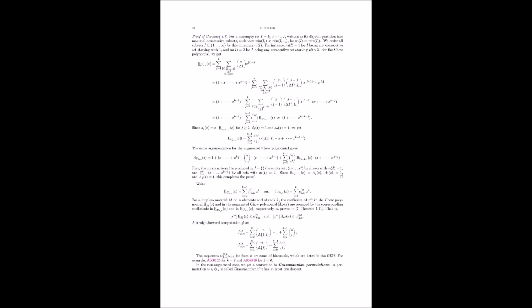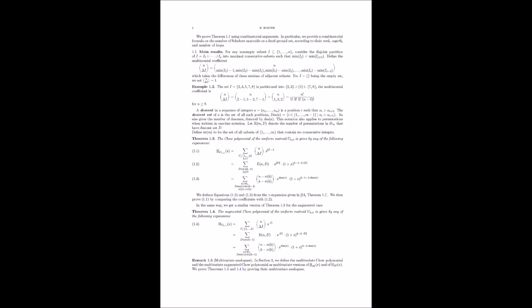Exactly. Now, the Chow polynomial of a matroid and its close cousin, the augmented Chow polynomial, are polynomials in a variable usually denoted as x. And these polynomials essentially capture information about the independent sets of the matroid and their relationships. Okay, so they're not just some random polynomials. They encode valuable information about the structure of the matroid. Precisely. And what's particularly interesting is that the coefficients of these polynomials often have combinatorial interpretations. That is, they can be understood as counting certain combinatorial objects related to the matroid.